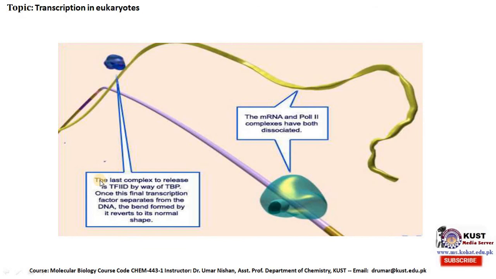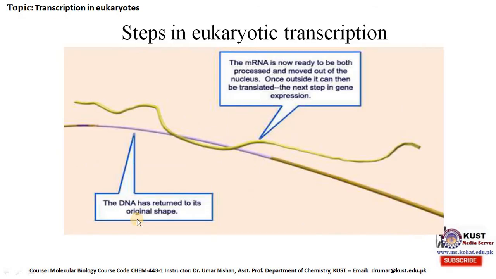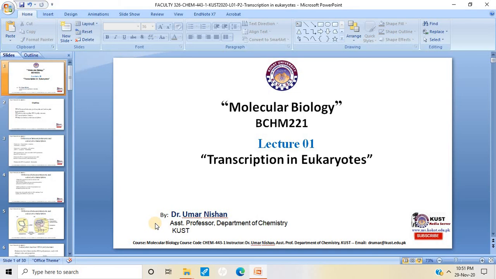Here you can see the last complex to release is TF2D by way of TBP. Once this final transcription factor separates from the DNA, the bend formed by it reverts to its normal shape. The messenger RNA is now ready to be both processed and moved out of the nucleus. Once outside, it can then be translated. The next step in gene expression, the DNA has returned to its original shape. So this is the end of the process of transcription in eukaryotes.